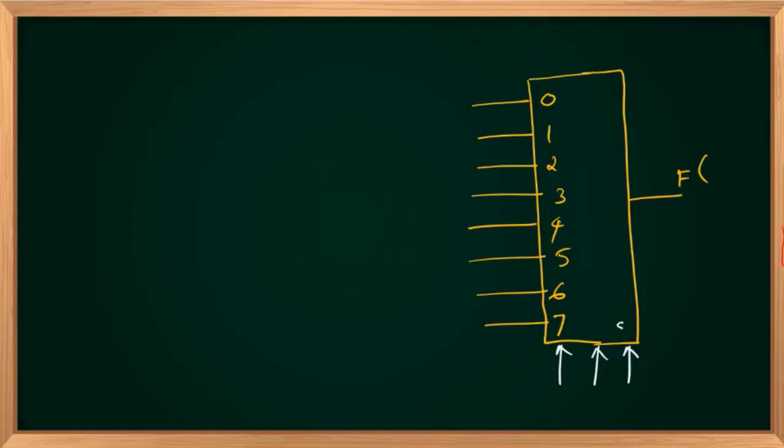There should be 3 select lines, right? S0, S1, S2. 2 power 3 is 8. So 8 select lines will be there. Sorry, 3 select lines will be there, corresponding to 8 inputs.